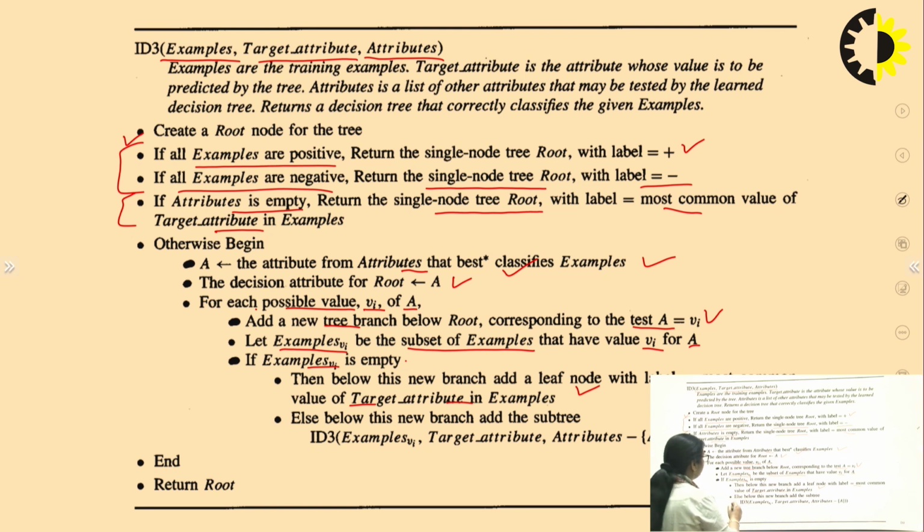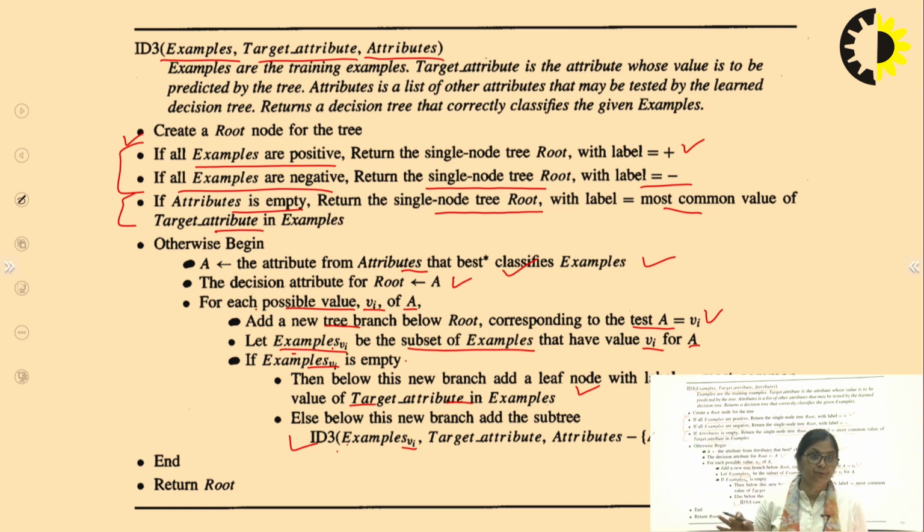Else, what will we do? We will run the same algorithm again. It means from the remaining examples, those in which the value of that attribute is the same vi that we have just taken, we will apply the same algorithm in a recursive manner on that subset of examples, Examples vi. We will go on doing this until we get all the leaf nodes telling us the decision, play tennis, for example, in this particular example.